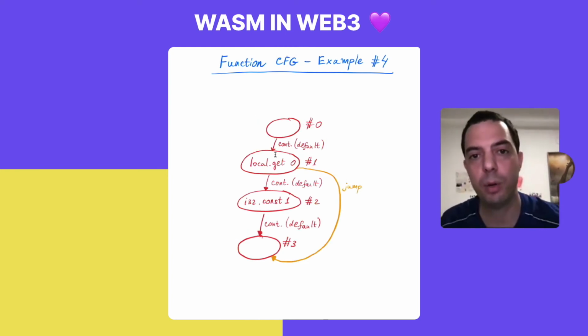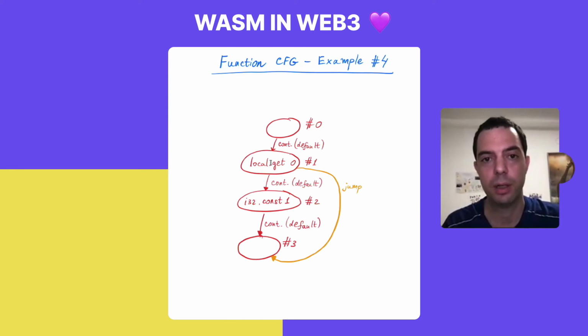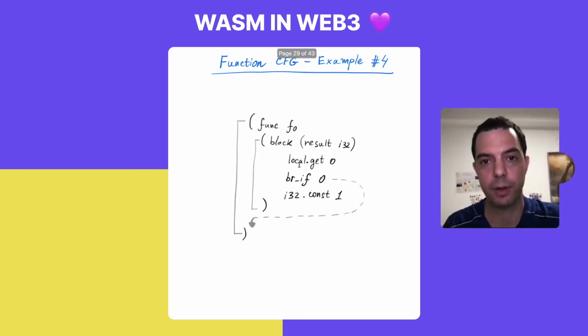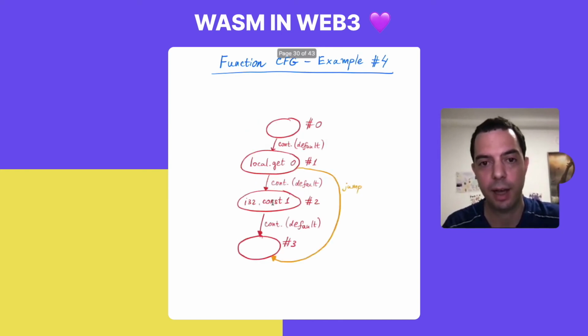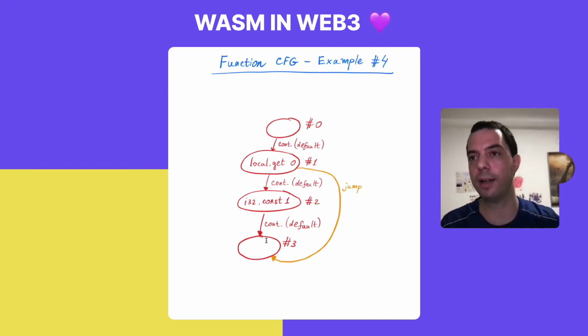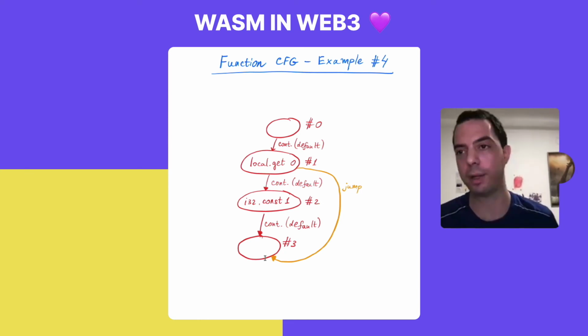Again, number 0, we've got a continuation. This is the local get. And here we've got local get, and here we either continue to the next one, or we jump to the end. Okay, and as you can see, there is only one end node. Always. So number 0 always exists and has no incoming edges, and the last one always exists and has no outgoing edges. Okay.